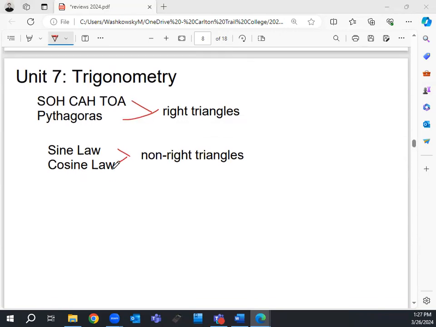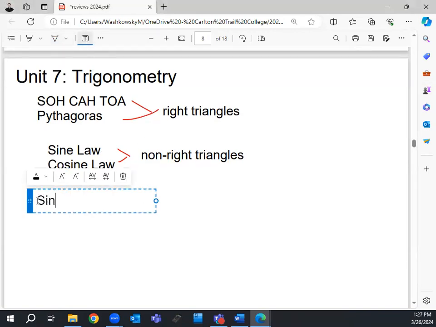So that's just the clear distinction here. One of the big things that's important to know is we have so many ways we can attack a triangle. You have to understand what you do and why you're doing it. So we use these for right triangles, we use these for non-right triangles, and we'll learn which one we use and why. So we're going to start out with the sine law.